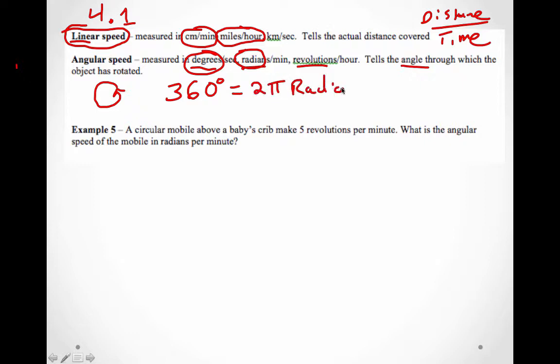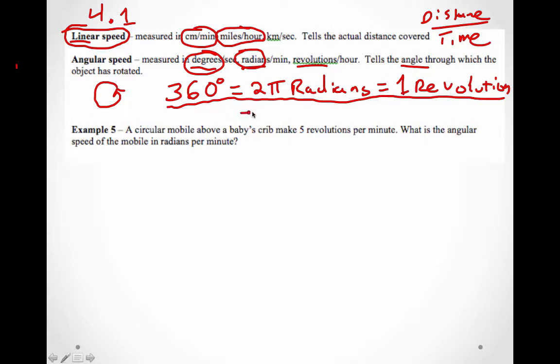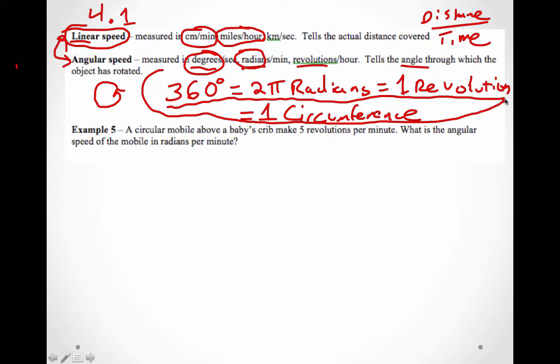but they're also equal to 1 revolution. So 1 trip around a circle is a revolution. And then all of these things, very importantly, are equal to 1 circumference. So we're going to use dimensional analysis, and we're going to be able to go between angular speed and linear speed and back again. And you can use any of these conversions straight up to find whatever it is you might be looking for. It's a good time.